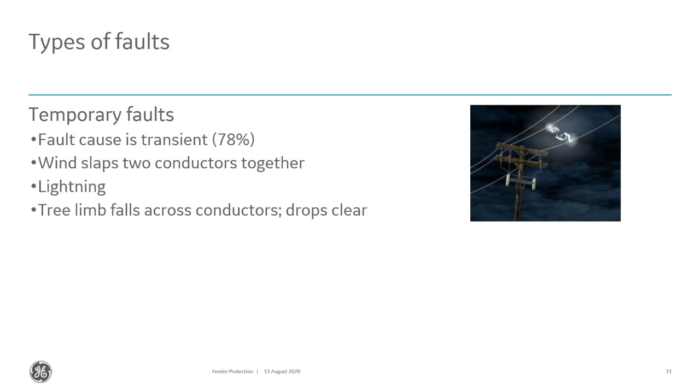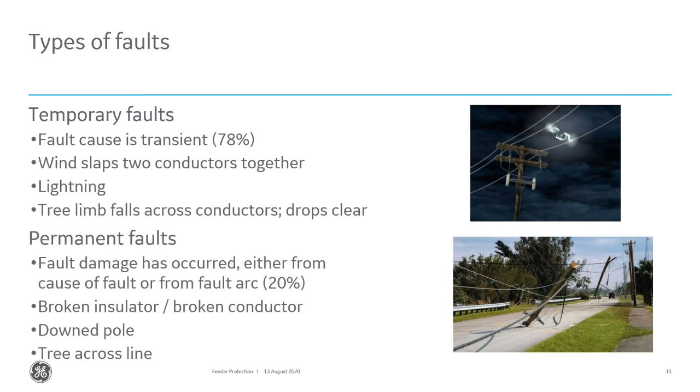Now, if you have wind blowing two conductors together, if you have a conductor that's really old and it's sagged over the years, you can blow the phases together. Tree limbs, if they're not trimmed properly, on a windy day they can blow and make contact with a conductor.